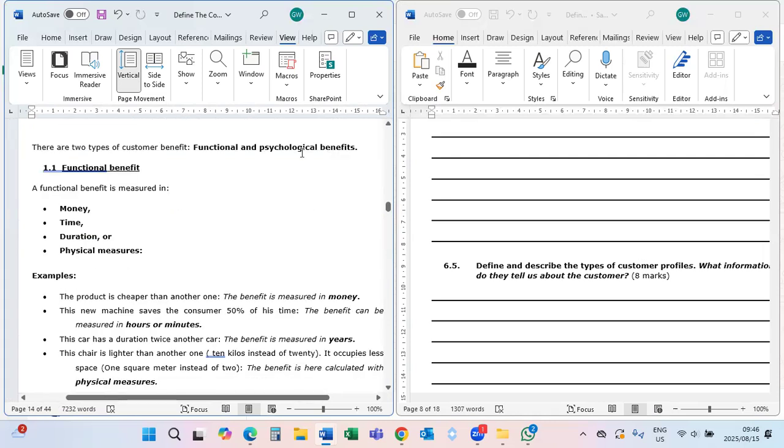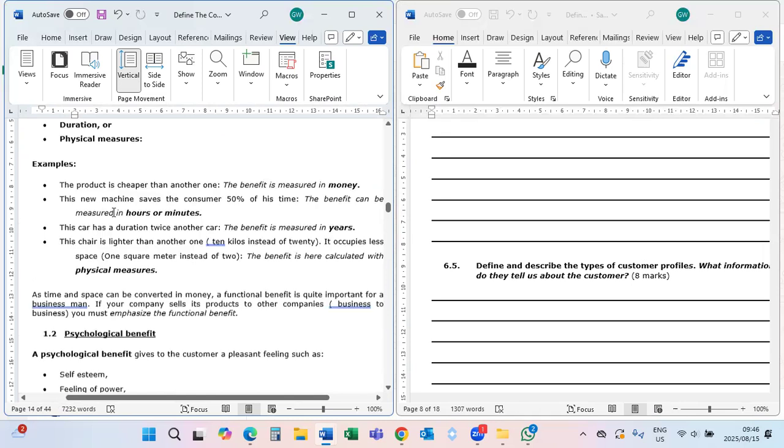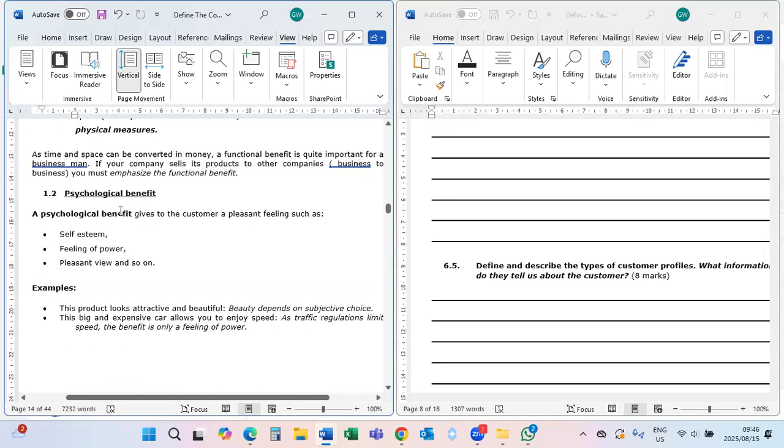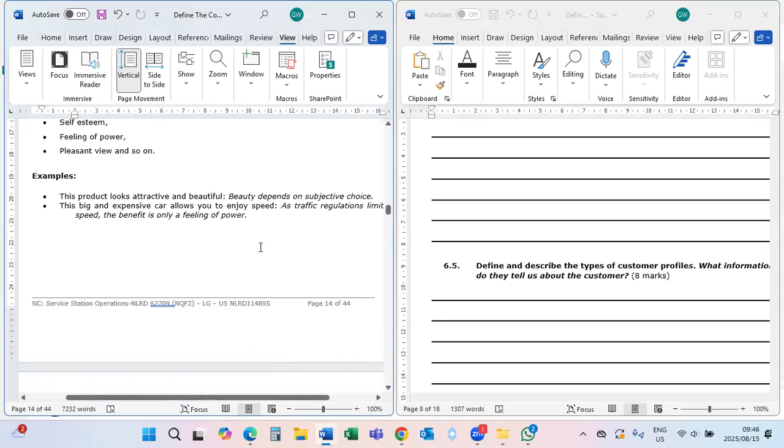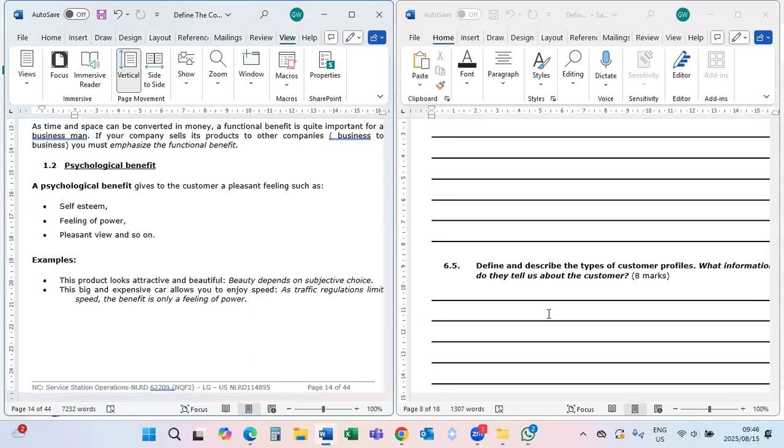Profiles, psychological profiles might be money that the customer has, time that the customer has, the duration, and those are also part of the profiles there. Okay, so psychological self-esteem of the customer. You can bring these in here, and you'd be able to answer this question. These you can find on page 14 of 44.